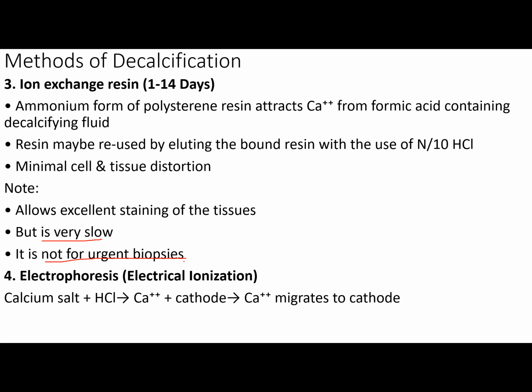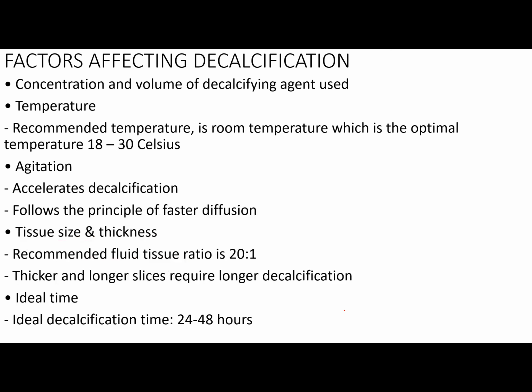Then we have your electrophoresis. Ang electrophoresis, if you remember, is used to separate ions based on their size. So calcium salt plus hydrochloric acid would produce calcium, transferring to the cathode. Calcium would migrate to the cathode. Now, take note of the factors affecting decalcification: concentration and volume of decalcifying agent, temperature. Recommended temperature is room temperature, which is the optimum temperature of 18 to 30 degrees centigrade. So you have to do decalcification, class, sa room temperature set at 18 to 30.